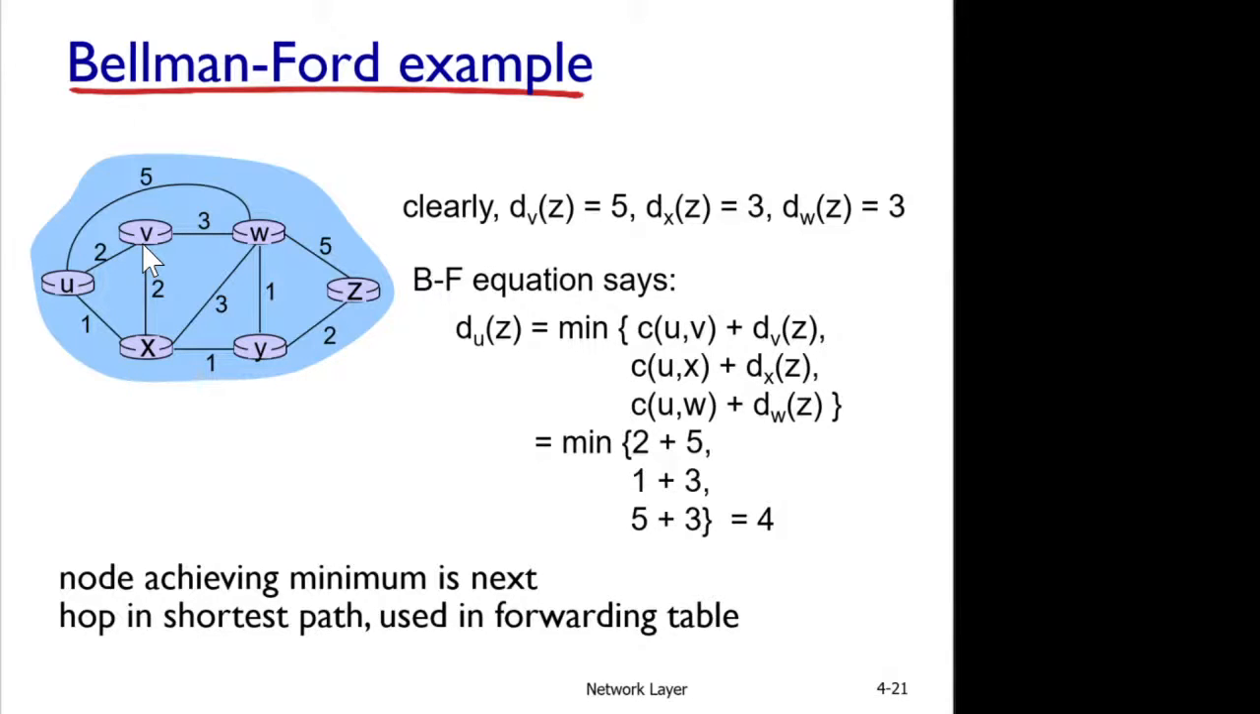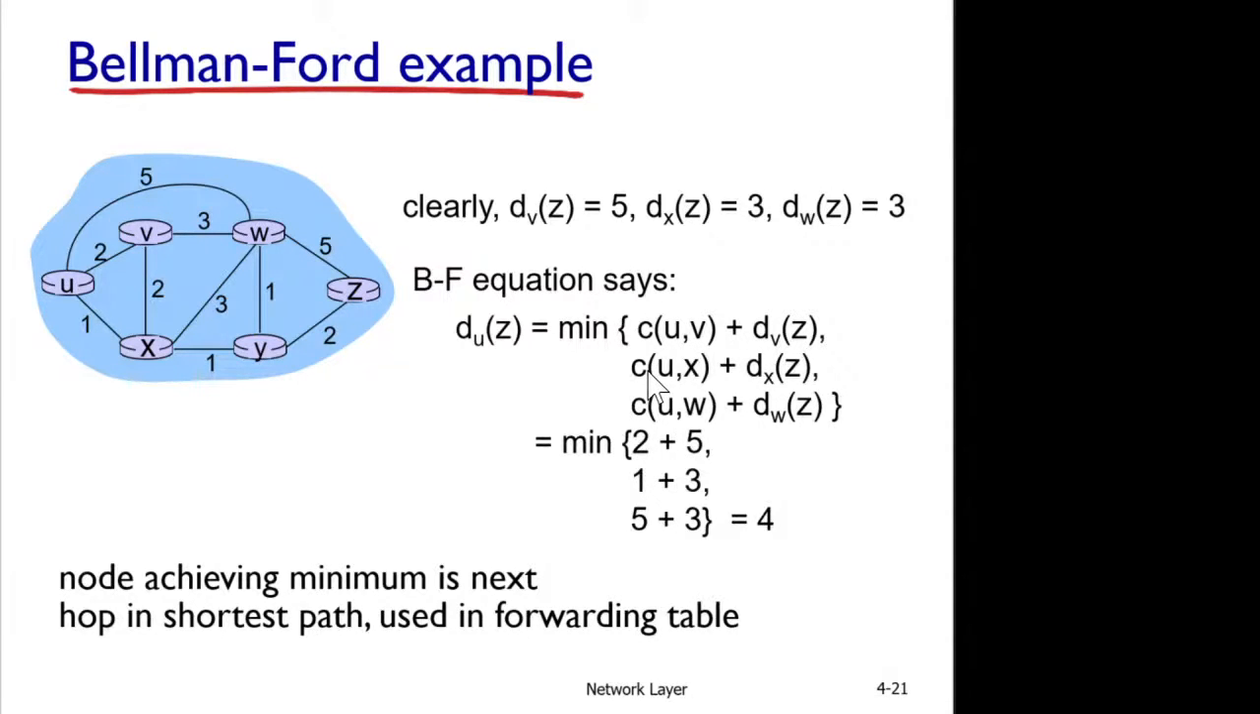Now, if I'm going to run my Bellman-Ford equation to find the least cost path from U, the node on the left, to Z, the node on the right, I need to simply look at the minimum of 3 possible values because I've got 3 neighbors. So I look at my first neighbor V, the cost to get there is 2, and you see I've already figured out that the cost to get from V to the final place is 5. So CUV plus DVZ will just give me 7 here, 2 plus 5.